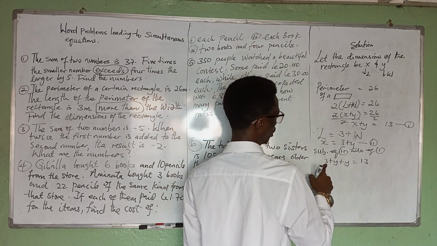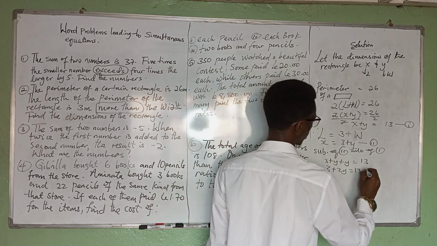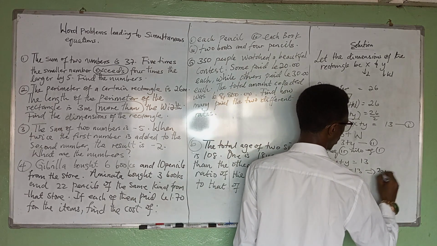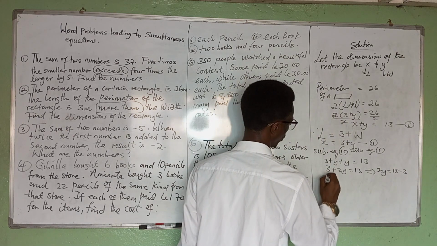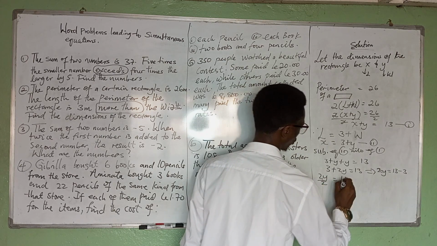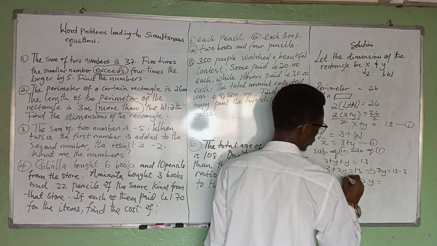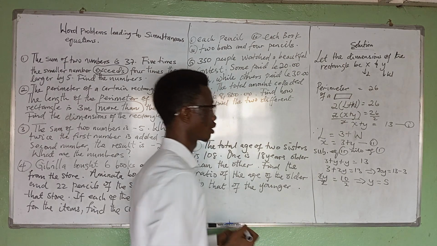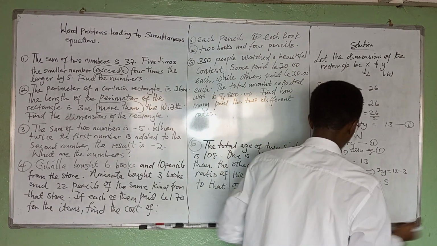So now if we add this, we have 3 plus 2y equals 13, which is the same as 2y equals 13 minus 3. So if you subtract that, you are going to have 2y equals 10. Divide both sides by 2, and you have y equals 5. So that's the width. It's 5.